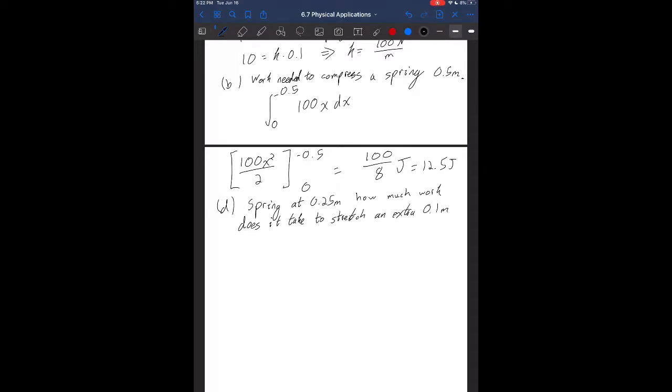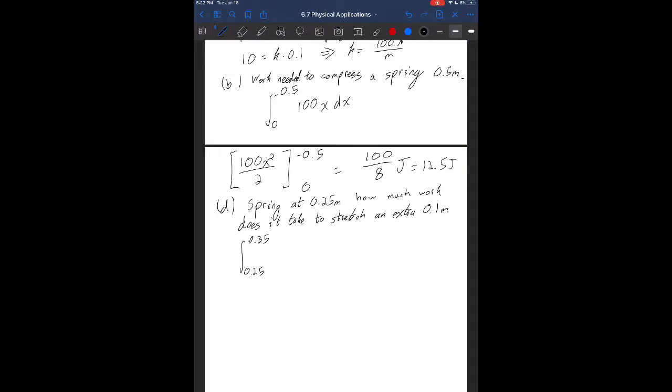Well, now we are no longer starting at 0. We're no longer starting at equilibrium. We're starting at 0.25. So in this case, our A is going to be 0.25 instead of the 0 we had in the last example. So we have the integral. We're moving from 0.25. We're stretching it out an extra 0.1. So that means we're going to end at 0.35.